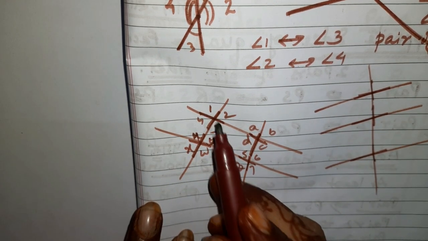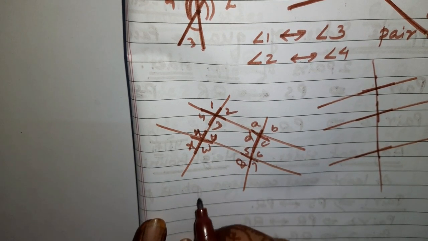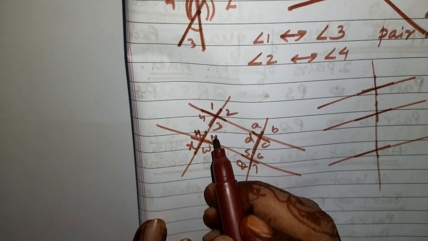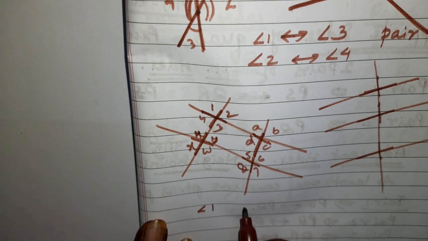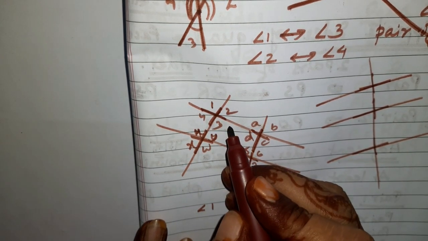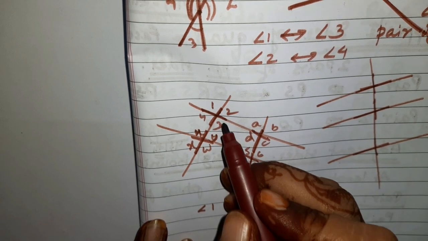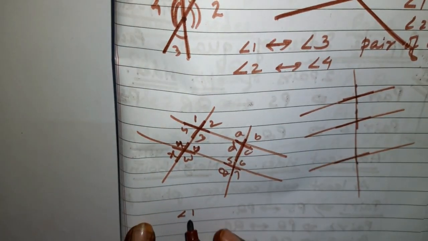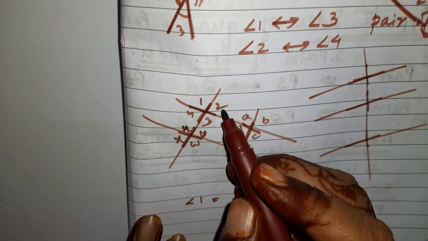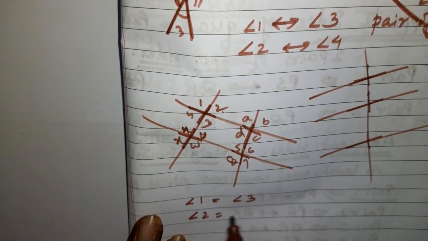Now let us try to find out which are the vertically opposite angles. Let's take a pair of opposite angles. You can see angle 1 is facing angle 3. Since it is forming a cross, it is definitely going to form vertically opposite angles. And the theorem says that a pair of vertically opposite angles are always equal. So angle 1 will be equal to angle 3. Similarly, angle 2 is going to be equal to angle 4.